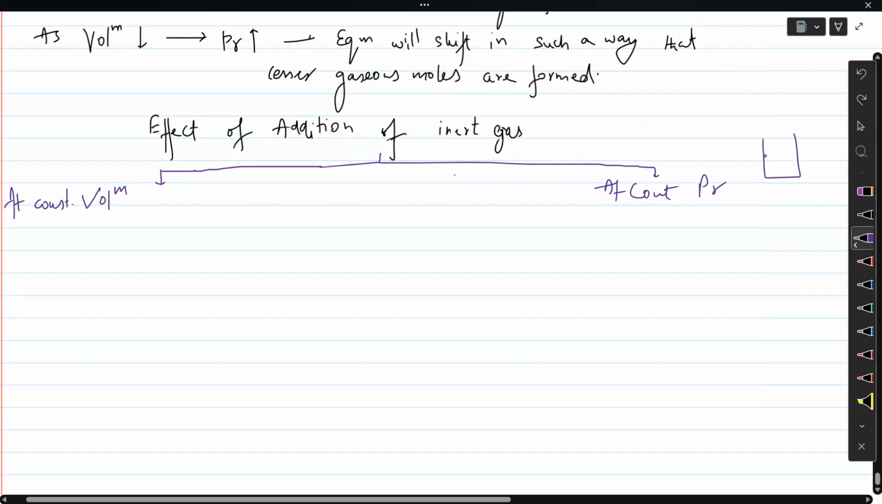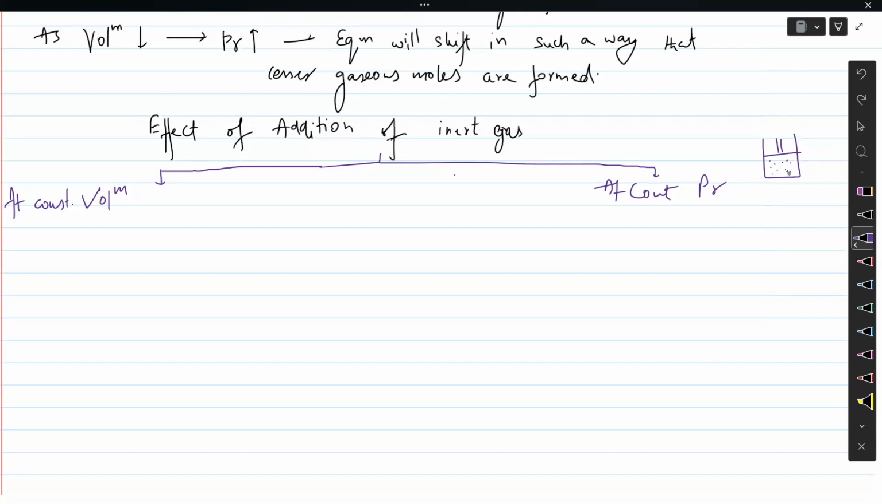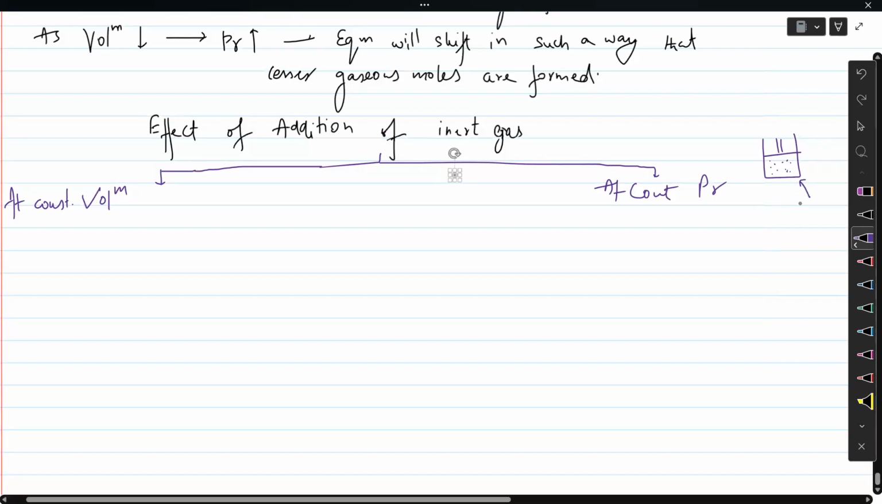For example, this is the system, and this is the piston, and we have several reactants and products of a reaction, and we are adding more and more inert gas. We are adding more inert gas at constant volume, meaning this piston is rigid. In the first case, the piston is rigid and it is not going to move up or down. So we are adding inert gas. The vessel is closed and the piston is rigid.